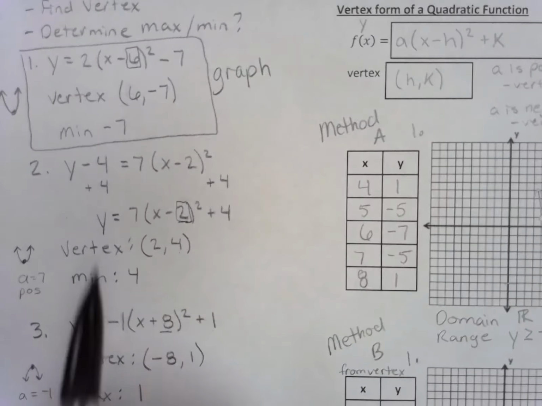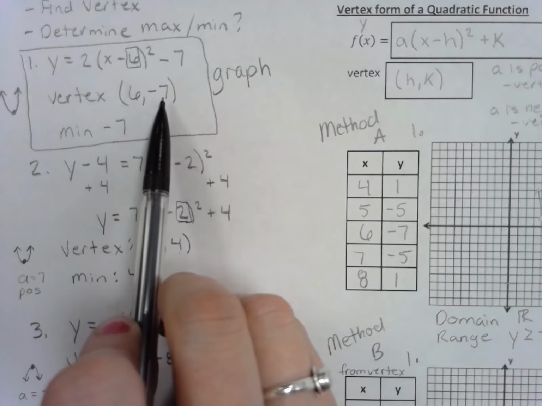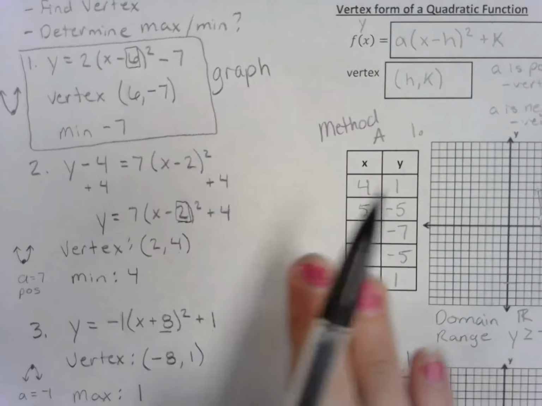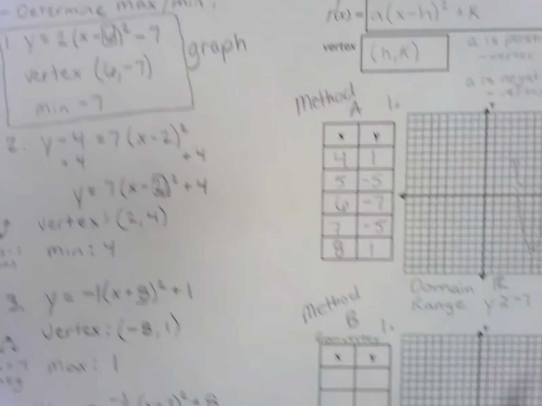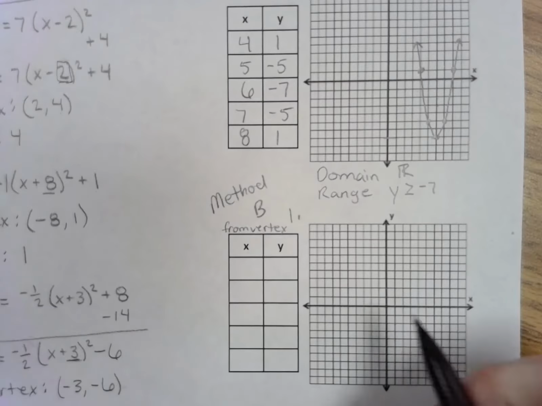So still starting with (6, -7) as our vertex, we will go ahead and plot that first. Rather than getting the whole table, you're actually going to start by plotting that point first. So going to 6 and down to -7.